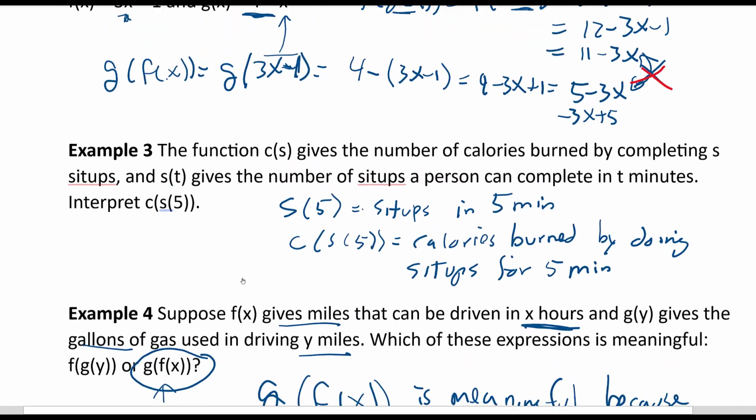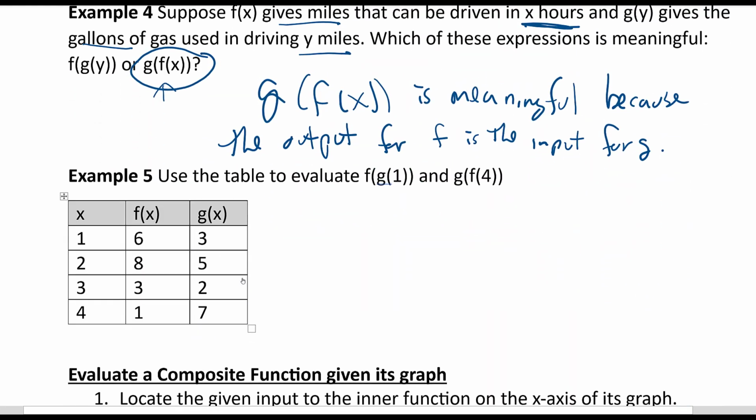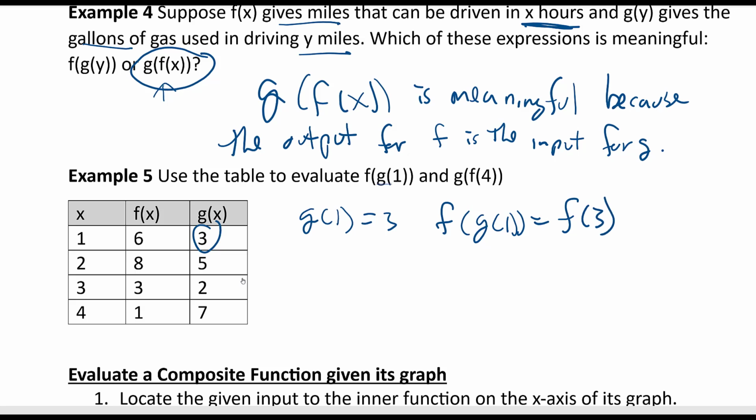Okay, let's do another one. Use the table to evaluate f of g of 1 and g of f of 4. So what is our g of 1? If x is 1, g of 1 is 3. So f of g of 1 is f of 3, because g of 1 is 3, and f of 3 is 3.